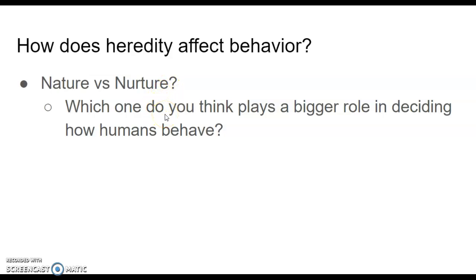So I want you to think for a second. If you had to pick one or the other, and you can't say both, if you had to pick nature or nurture, so biology or environment, which one do you think plays a bigger role in deciding how humans behave? So think to yourself for a minute about that. Do you think it's the genes that were passed down to you by your parents that determines your behavior? Or do you think it's the environment you grew up in that has taught you to behave a certain way?